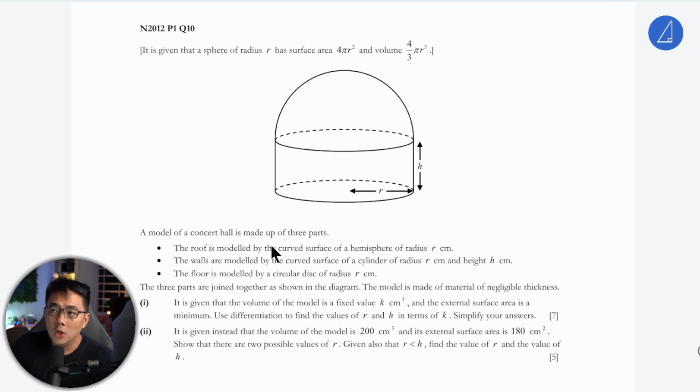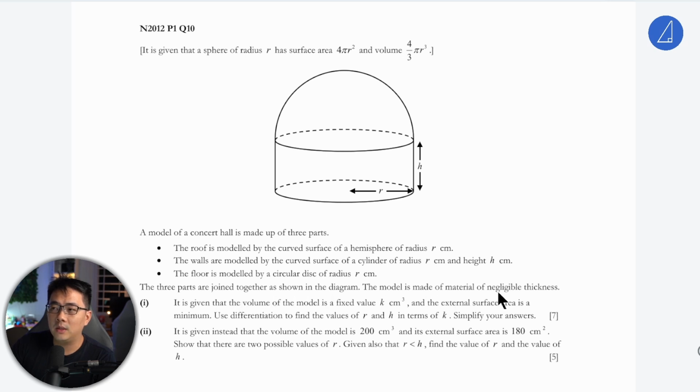So the model of a concert hall is made out of 3 parts. The roof is modeled by the curved surface area of a hemisphere of radius r, and the walls are modeled by the curved surface area of a cylinder of radius r and height h, and the floor is made up of a circular disc. Right. So essentially, there's no ceiling here. It's just basically a dome, and after that the cylinder and the floor. Okay, so the 3 parts are joined together as shown in the diagram.